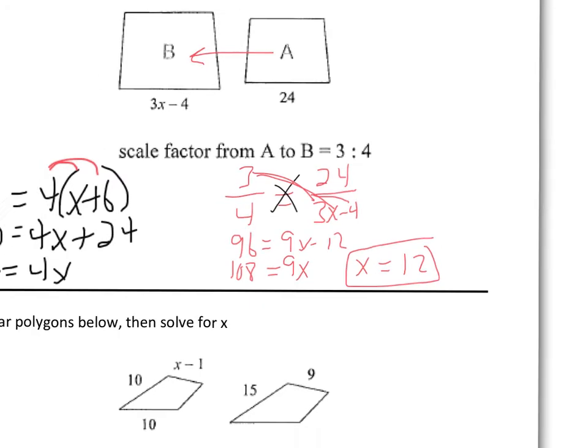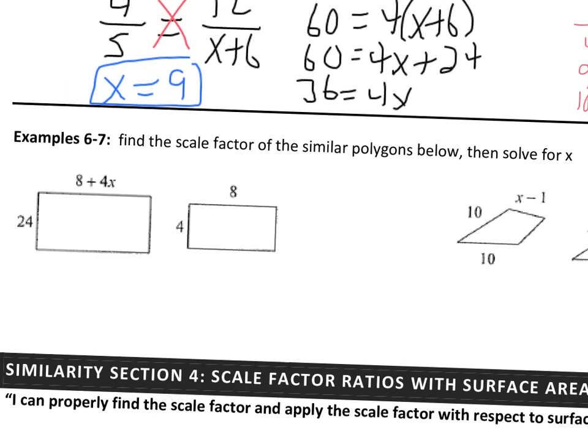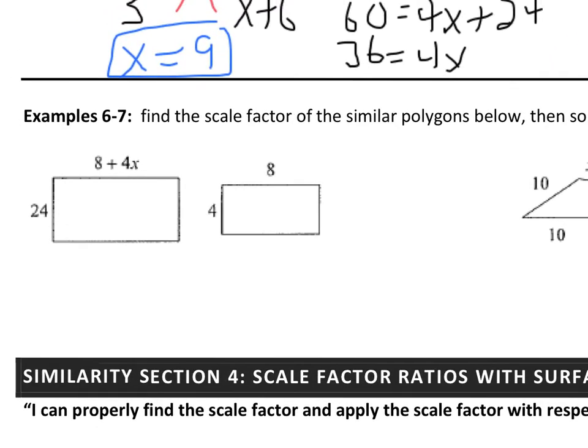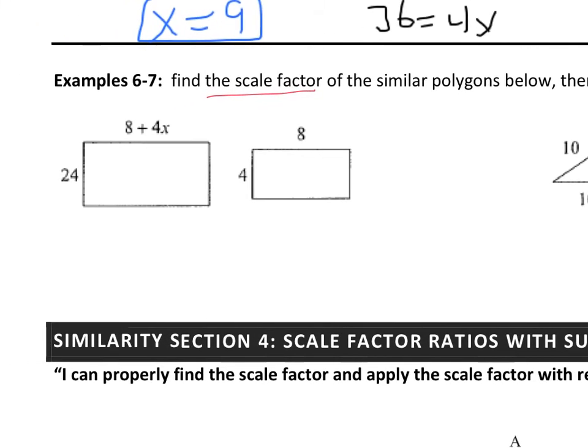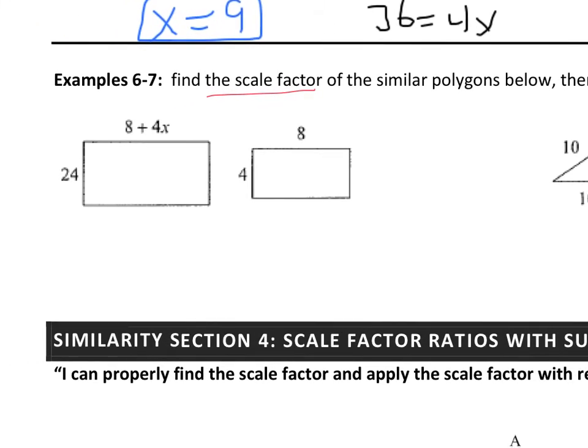Now let's go a little bit further and look at our last 2 examples, and notice that they want us to do 2 things. They want us to find the scale factor, and once we have it, then they want us to solve for x. So before they gave it to us, now we have to figure it out. So how do we find it? Well, scale factor ratio is found by looking at corresponding sides. Notice these 2 correspond to each other, but one has a variable. It's not going to be good enough for us. We need something that's just numbers.